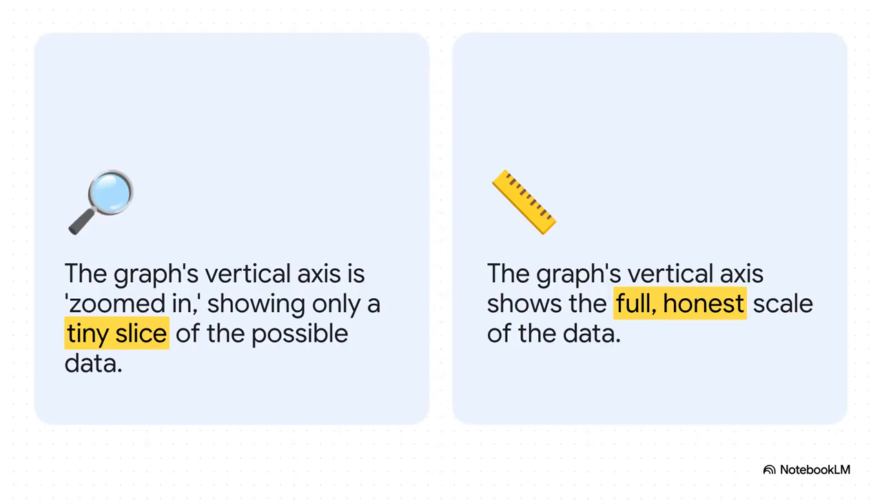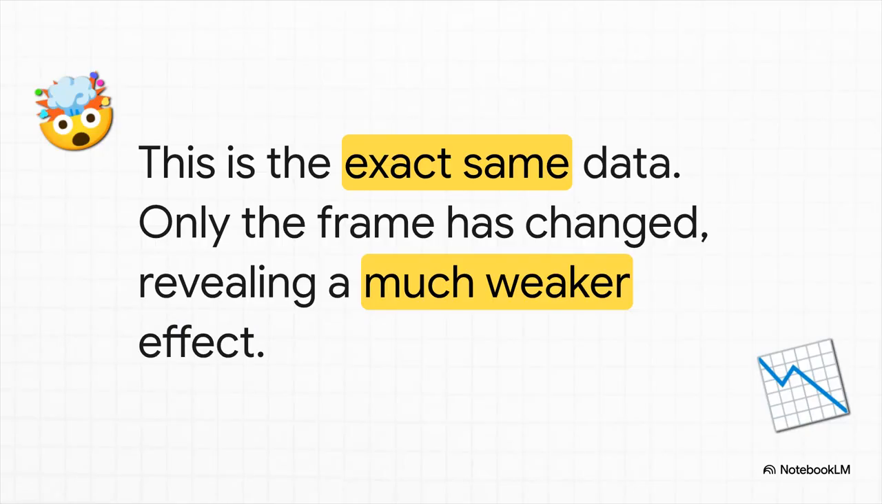So here's the trick. It's a classic move called truncating the y-axis. See, the original data was measured on a 7-point scale. But the graph on the left doesn't show you the full scale. It zooms way in on just a tiny 2-point slice of it. And in that tiny, magnified window, even the smallest changes look absolutely massive. It's kind of like looking at a tiny crack in the sidewalk with a microscope and thinking the whole city is about to crumble.